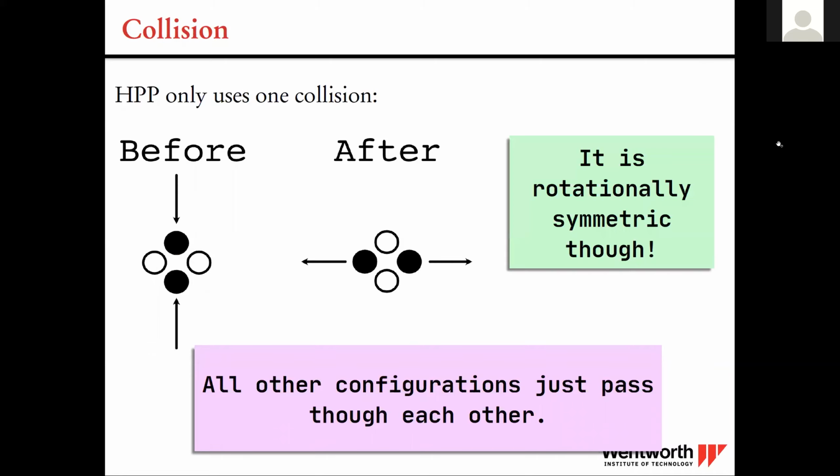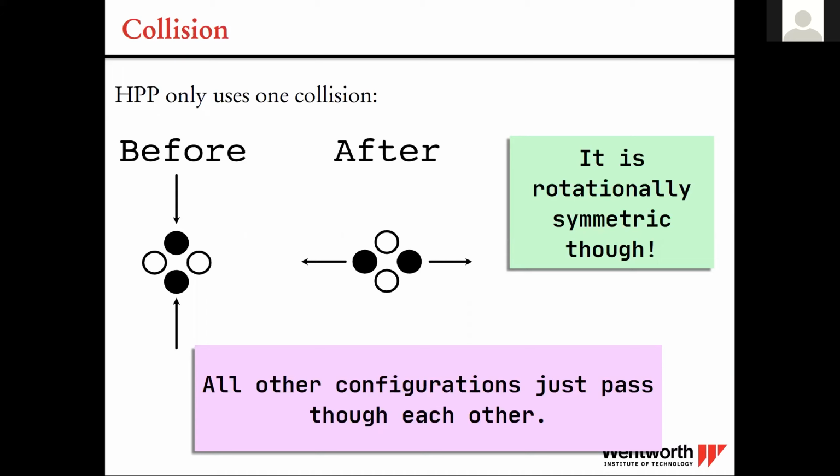However, it is rotationally symmetric. So you could swap the before and after here, and it would work correctly as well. So if it's head on, either up, down, or left, right, head on, it will rotate 90 degrees. The particles will rotate 90 degrees, and they'll head off in that direction. So a left, right, head on collision will end up going up, down. An up, down, head on collision will end up going left, right. And that's it. It's as simple as that for the collisions.